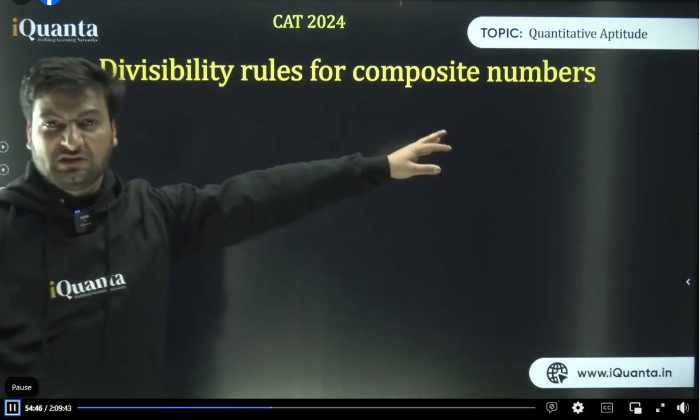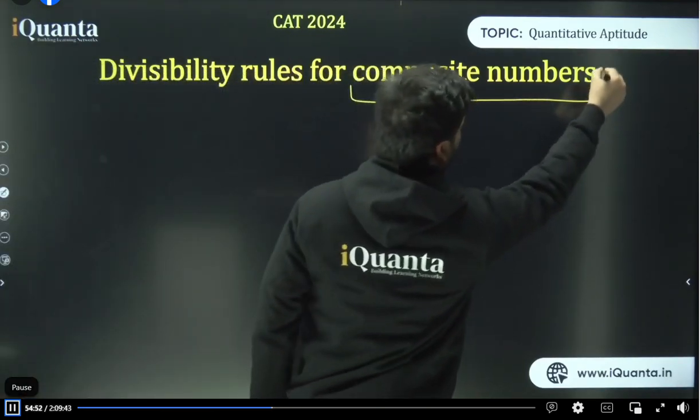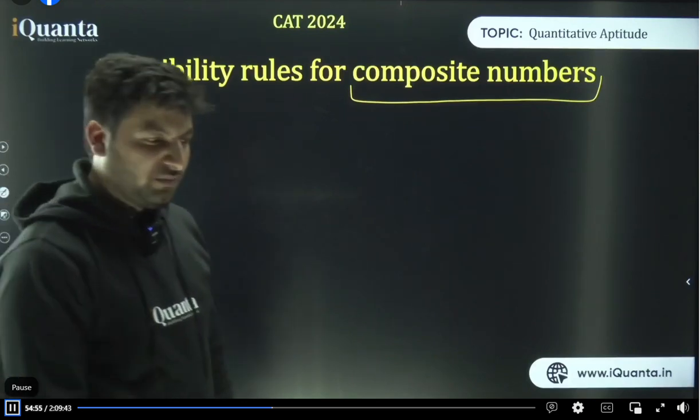Divisibility rules for composite numbers. This is very important, because this is going to save you from a lot of errors. What are composite numbers first? Come on, write in the chat box. What are composite numbers? I give you 1 minute to write the answer.